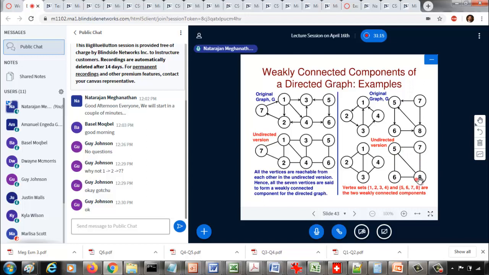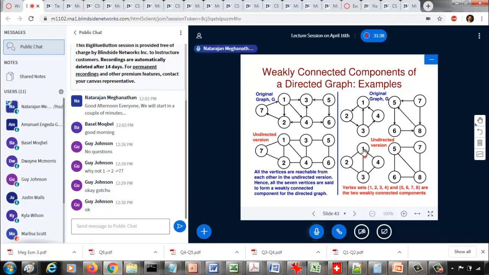Now how to find a weakly connected component? We all know the solution: just run depth first search, because once you have the undirected version, you can run depth first search, say in this case starting from 1, and see what vertices you can reach from 1. You could reach 2, 3 and 4. You could also run breadth first search, it doesn't matter which one you run. Just find the vertices that are reachable to each other.